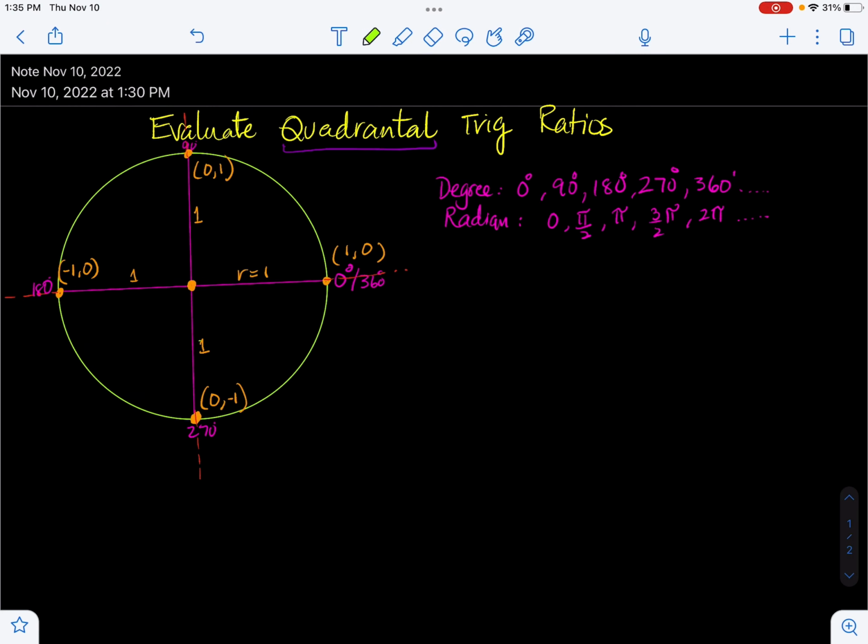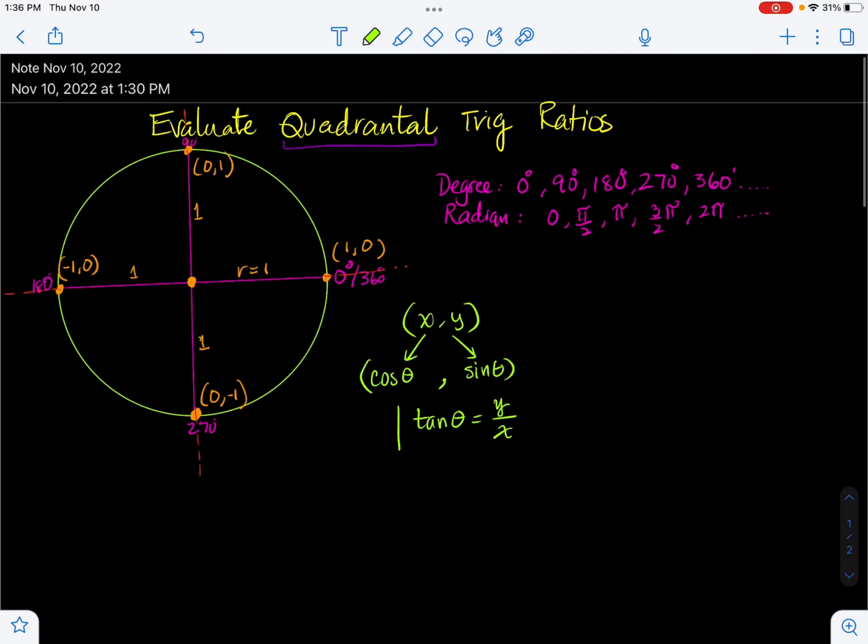Also, on the xy coordinate grid, like we did in class, the x coordinate reflects the cosine of theta value, and the y coordinate reflects the sine of theta value, which means for any given point, cosine of that angle can be derived directly from the x coordinate, and sine can be derived from the y coordinate. That leaves us with tangent. What about tangent of theta? Tangent is simply the y coordinate over the x coordinate.